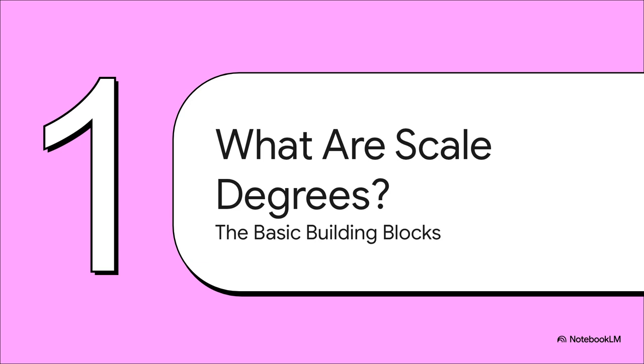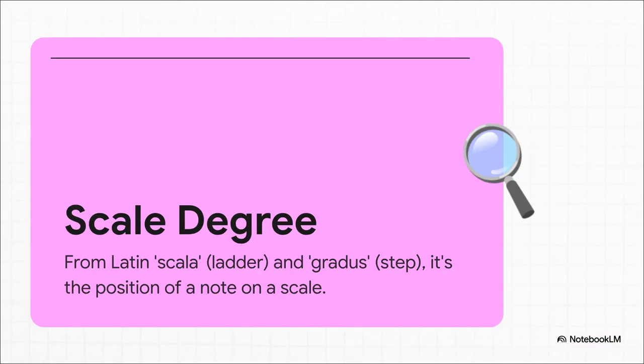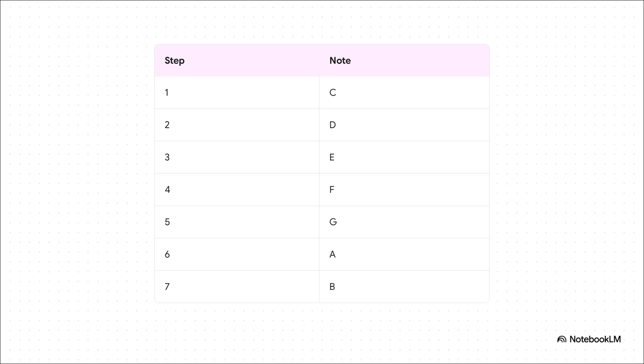What exactly is a scale degree? The words themselves actually give us a massive clue. Scale comes from the Latin word scala, which means ladder, and degree comes from gradus, which means step. So a scale degree is literally just a step on a musical ladder. It's nothing more complicated than that. It's just the position of a note on that ladder compared to the very first note, our home base, which we called the tonic.